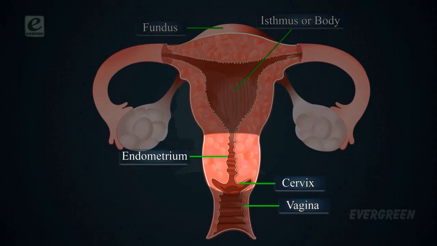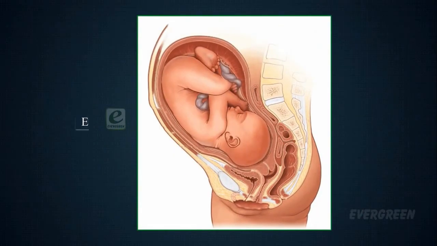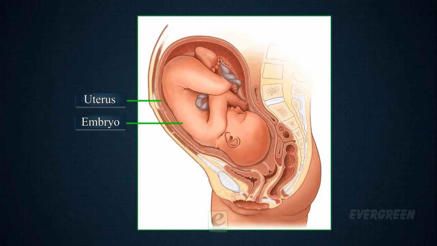At puberty, the uterus goes through the menstrual cycle. Then, the embryo grows and develops in the uterus until the time of delivery.